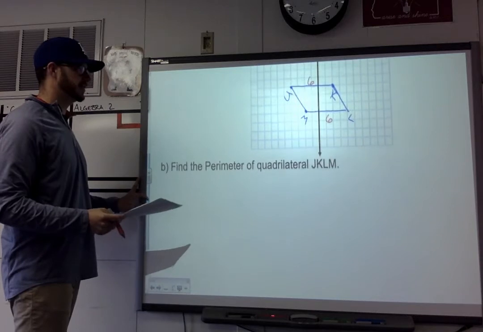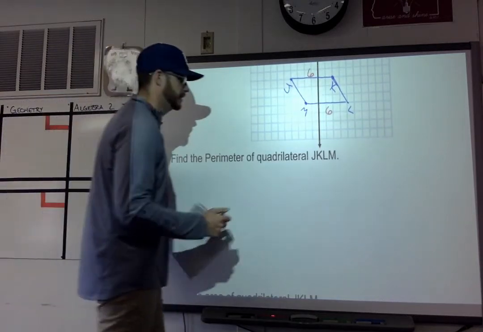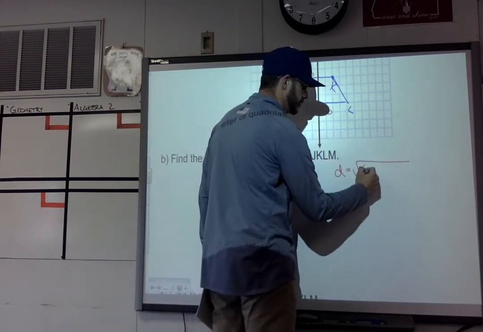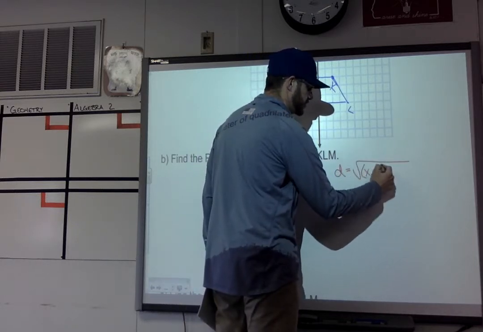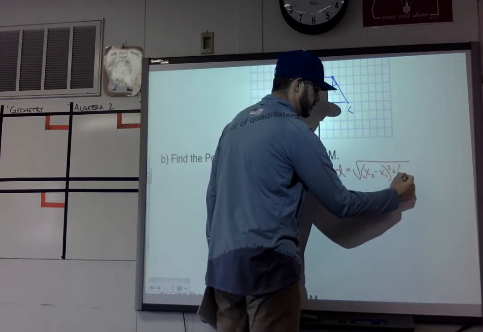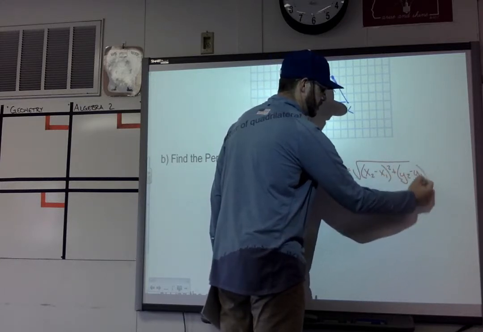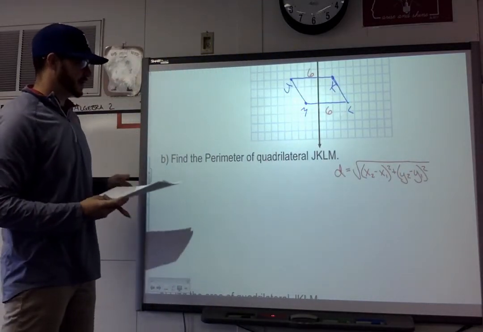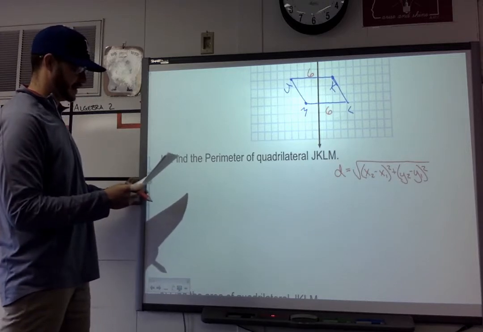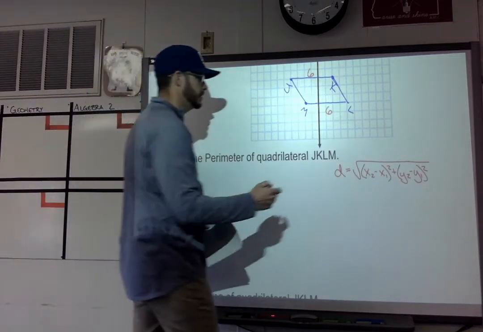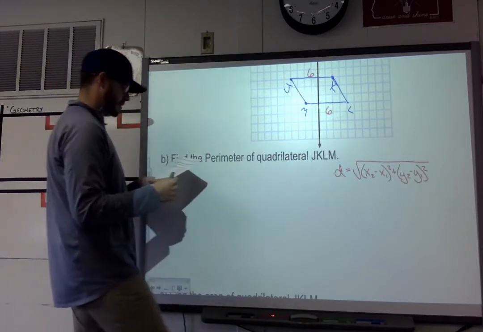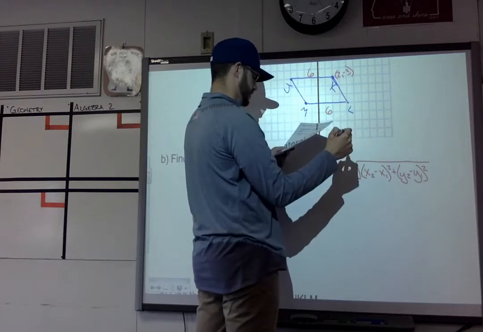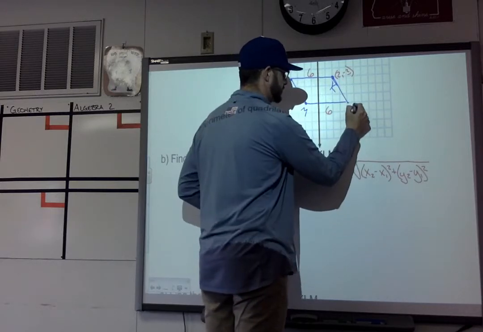To find the length of that, we're going to use our distance formula, which, if you remember, is the square root of x2 minus x1 squared plus y2 minus y1 squared. So if we plug in our points here, I'm going to go ahead and use points K and L. So K was at 2, -3, and L was at 4, -6.